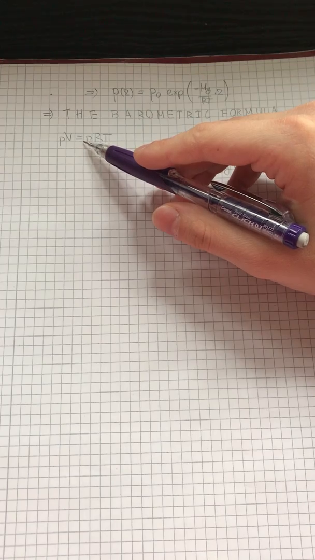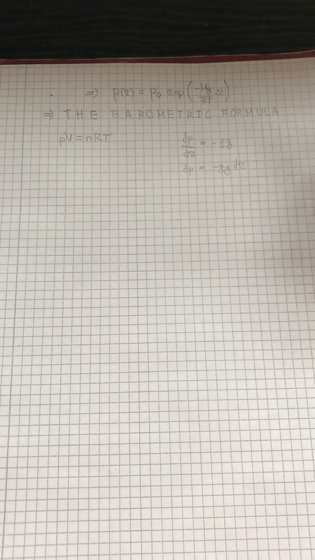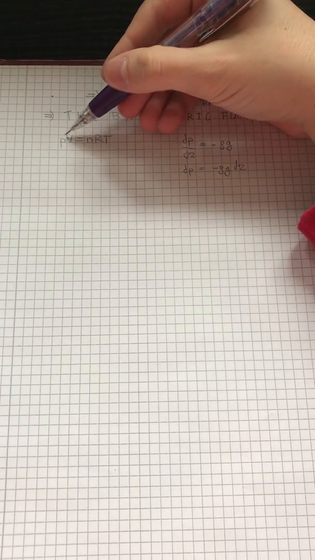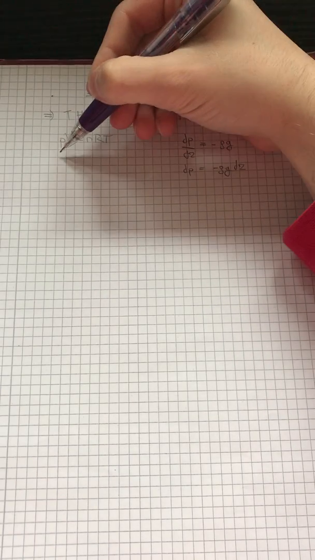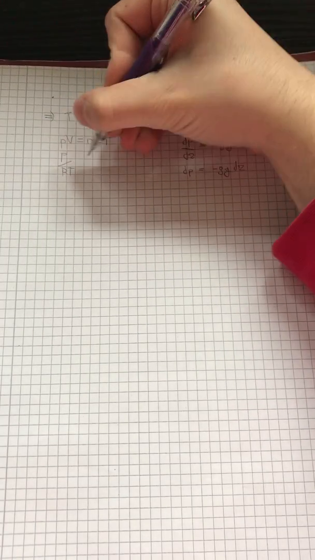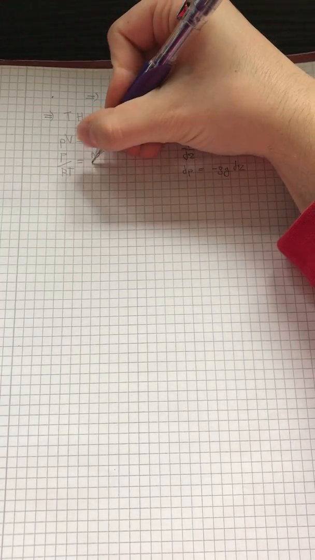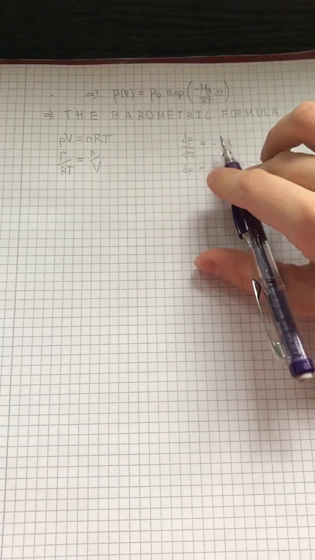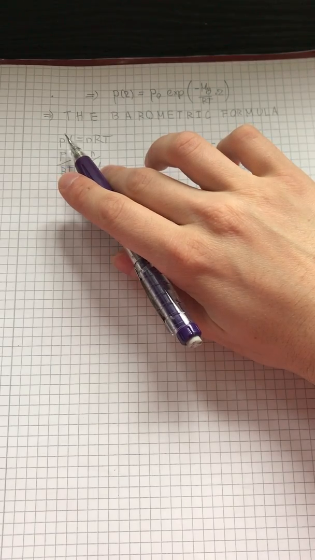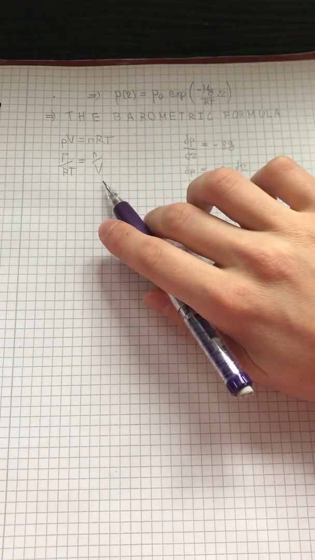PV equals nRT. In order to do so, let's just move V to the other side and RT on the left-hand side. We get P over RT equals n over V. I did the same procedures here. This is basic math. And from there, we have this expression.